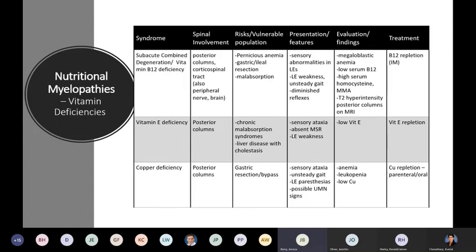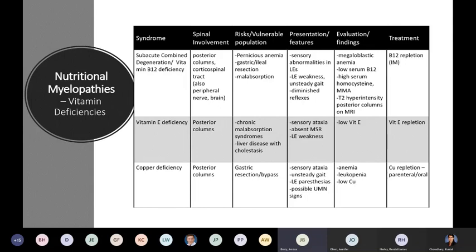With vitamin E deficiency, again, usually the etiology is going to be some type of malabsorption syndrome, and it can also occur in patients with severe liver disease with cholestasis, since vitamin E is fat soluble, if you have abnormality in that process. So they'll present with more of a sensory ataxia, usually absent reflexes, and lower extremity weakness. And really the evaluation is just looking at the vitamin E level and repletion when found to be low.